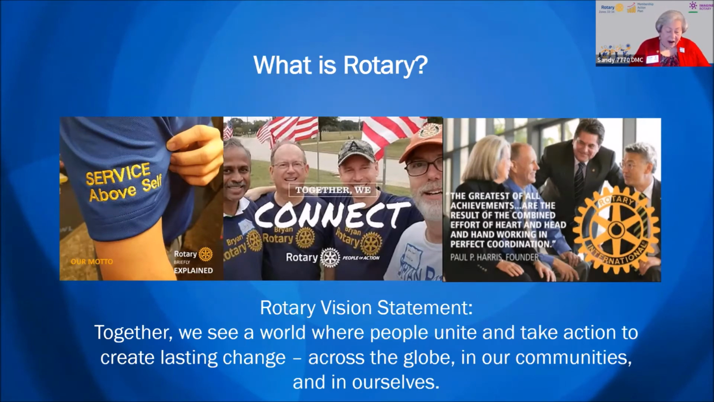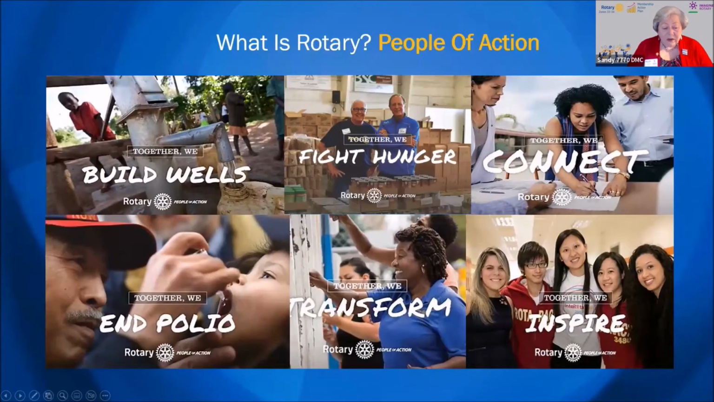Sure. We are guided by a strong vision. Together, we see a world where people unite and take action to create lasting change across the globe, in our communities, and in ourselves. You know, that's a great one-line summary of who we are and what we do. Here we see that members are people of action, doing what we do to impact others. It's not necessary to go into a lot of detail. The idea here is to communicate the passion that we have for Rotary.